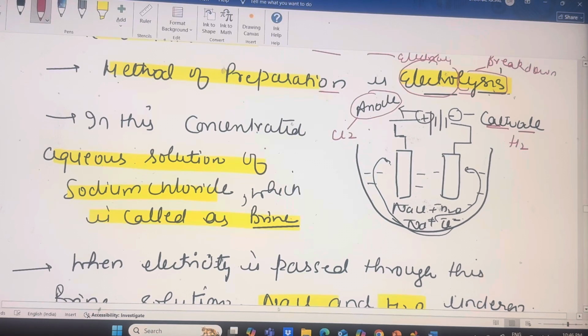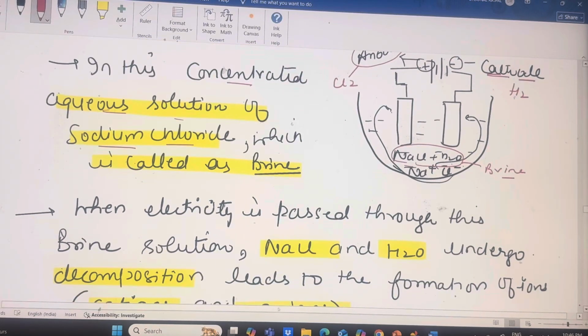It is a concentrated aqueous solution of sodium chloride, which is called brine, or you can say an aqueous solution of NaCl is called the brine solution. Students, whenever we mix NaCl with water, this aqueous solution is called brine. And whenever we pass electricity through this brine solution, it will decompose to give ions.